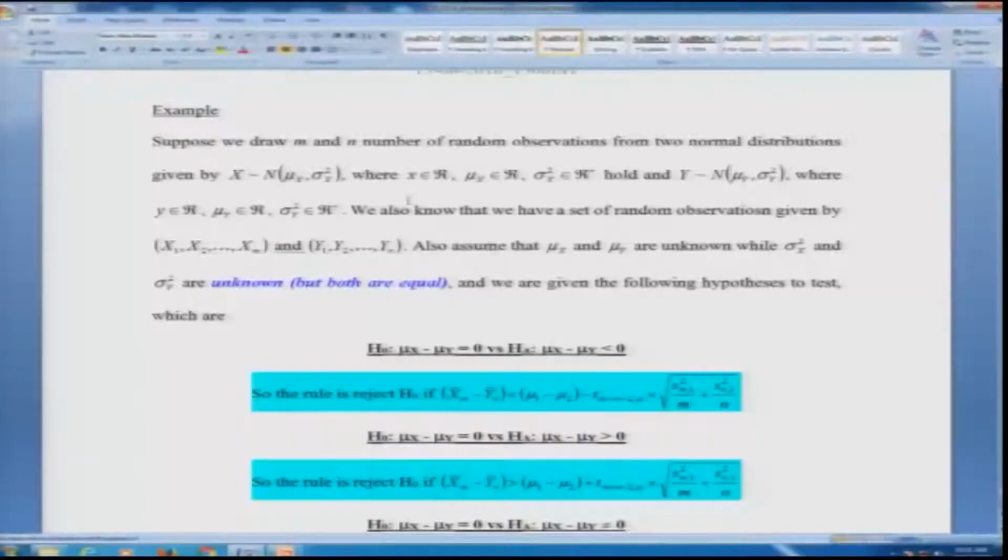So, once you have that, you will definitely first ask the question: since this has to do with the mean, should we use the Z distribution or the T distribution? Now, it is no more Z because the population variances are not known.